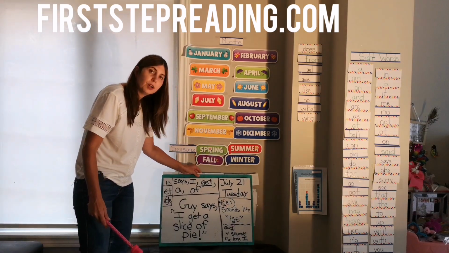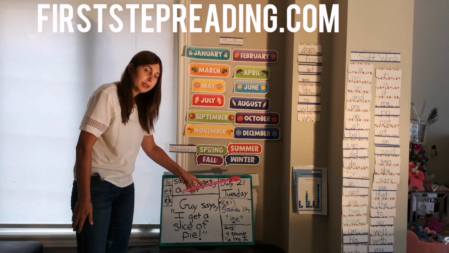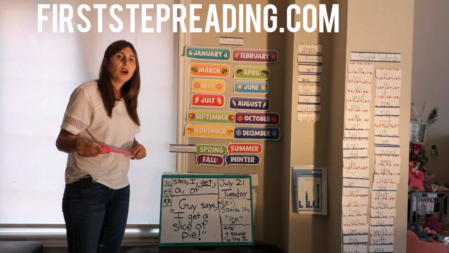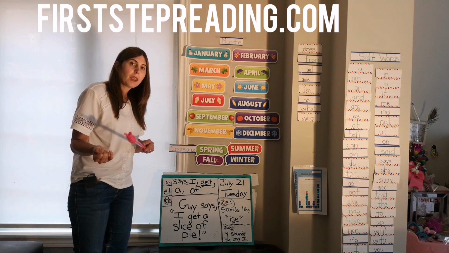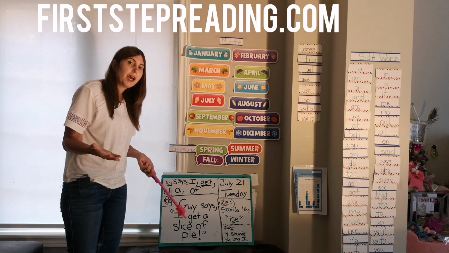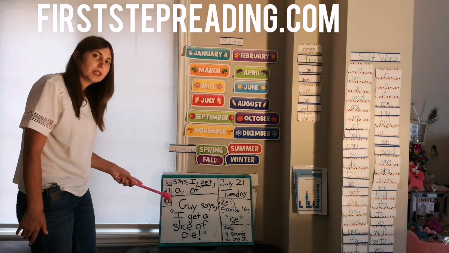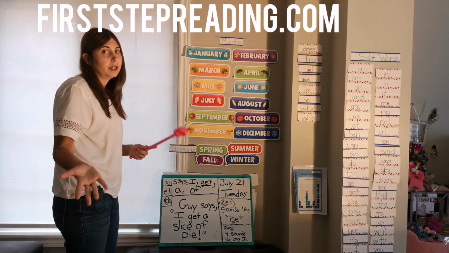Okay, so if your adult wants to print this sentence for you, it's under July 21. All things that I say you can print are for free. They're under free worksheets online. If it's a science thing, it's under science. If it's math, it's under math. And if it's long vowels, it's under long vowel sentences. Okay? So they're all free online to print.